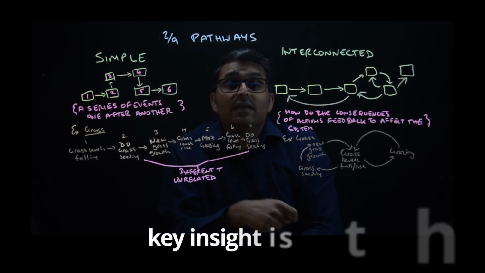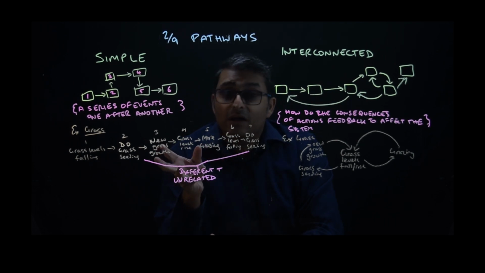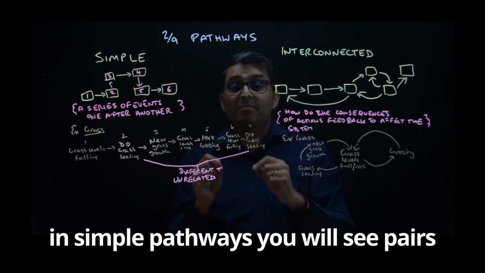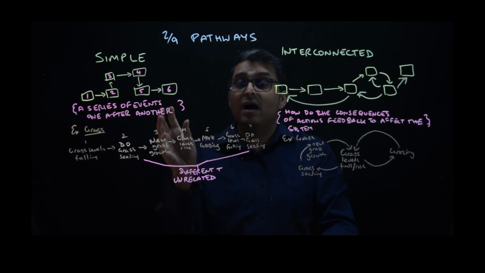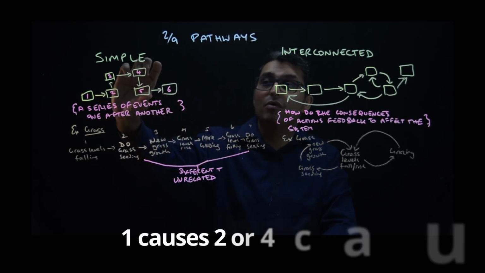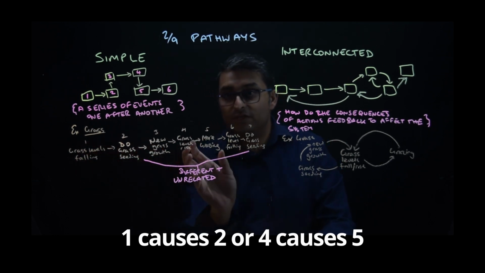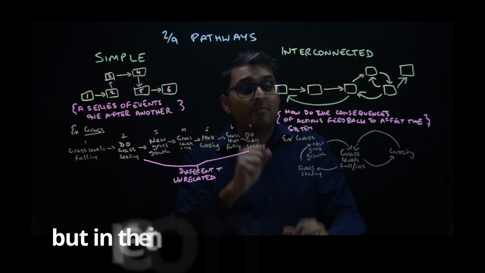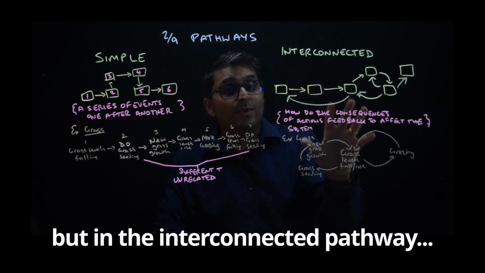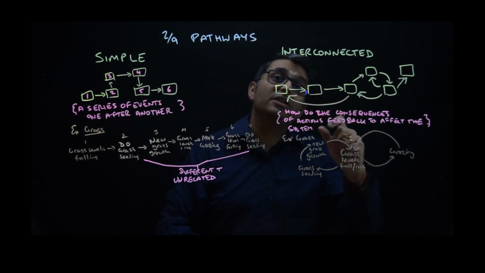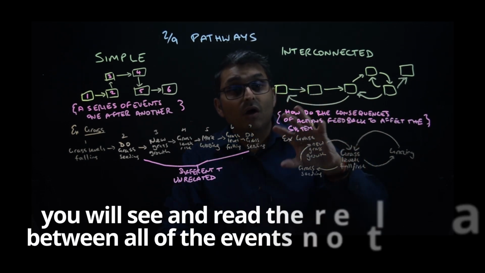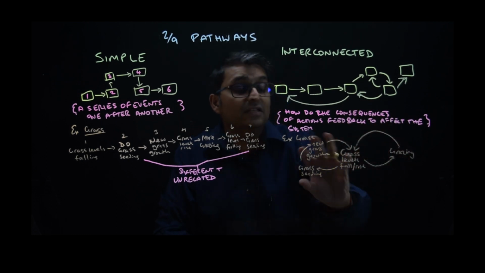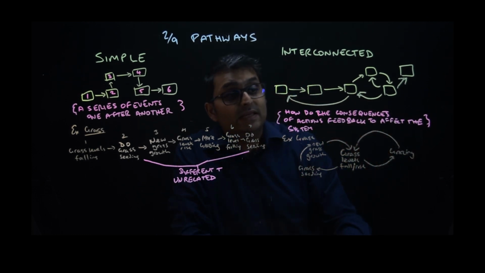The key insight is that in the simple pathway, you will most likely see and read the pathway in pairs, i.e. 1 causes 2 or 4 causes 5. So these two together, these two together. You will take them in pairs, but in the interconnected pathway, you will see and read the relationships between all of the events, not just in pairs. So you'll see everything together and how they connect.